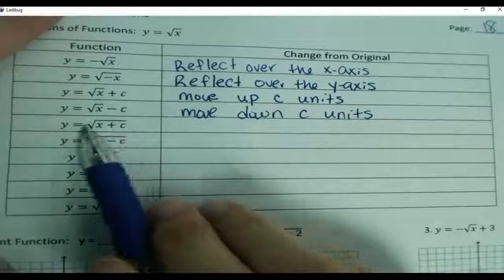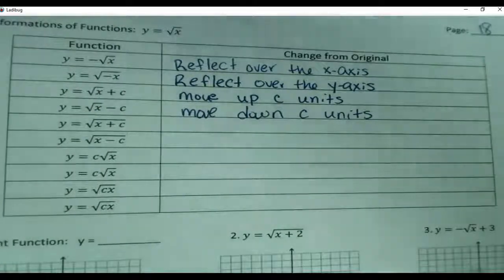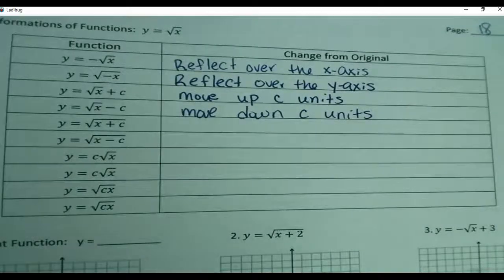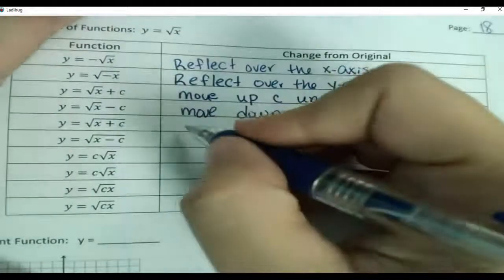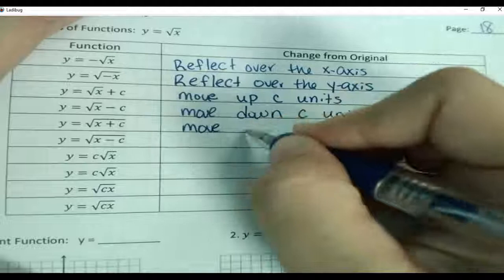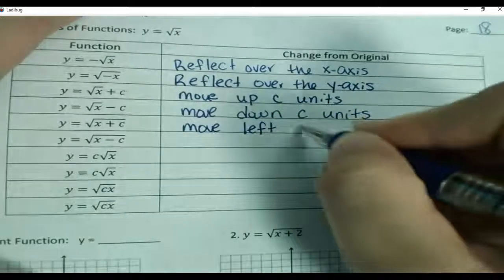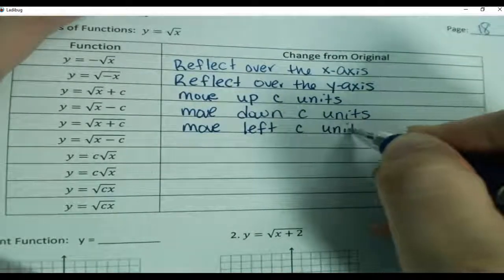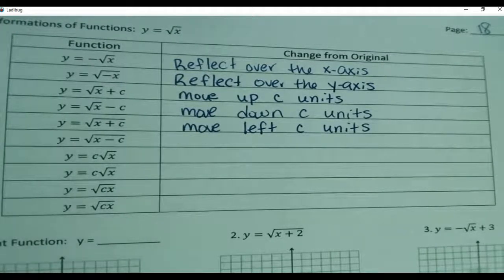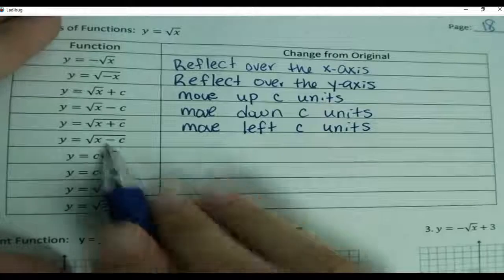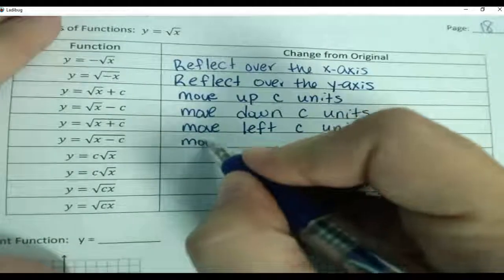So anything on the inside moves you horizontally, so left and right. But the thing about when they're inside, it's always the opposite. So if we have plus c, you move to the left c units. Okay, so plus inside moves to the left. And then minus on the inside moves to the right.